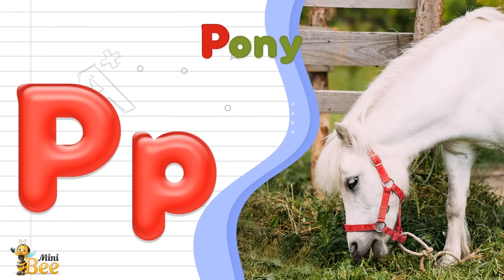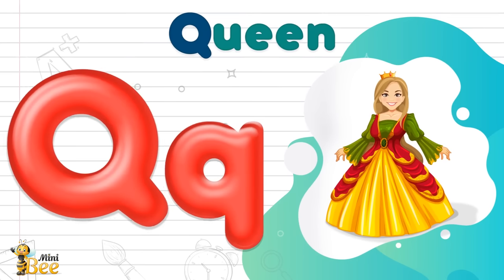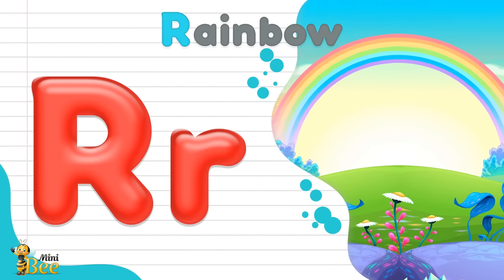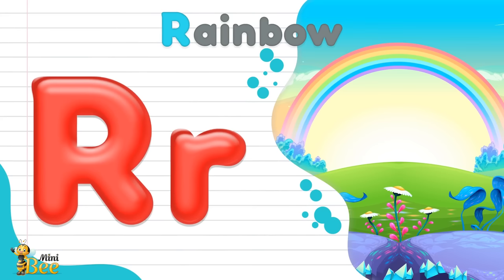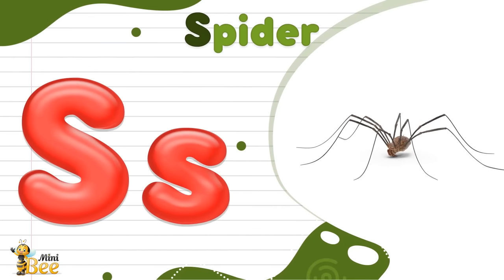P is for pony, p, pony, p, pony, p, pony. Q is for queen, k, queen, k, queen. Q, queen. R is for rainbow, r, r, rainbow, r, r, rainbow. R, rainbow. S is for spider.